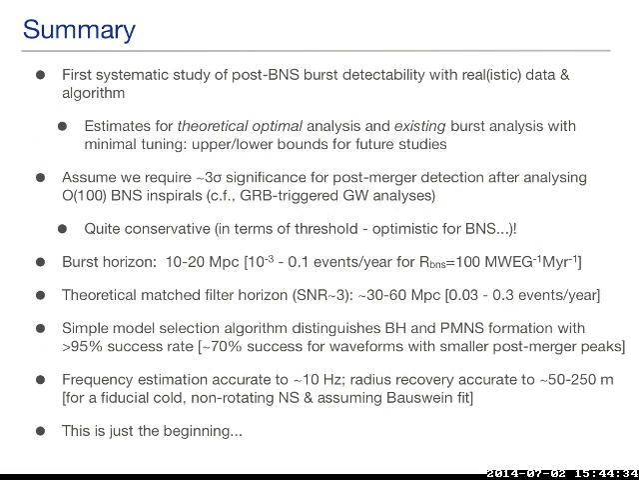So finally, this token summary slide. The point is it's a first systematic study of detectability of these signals in realistic data. The data is slightly non-stationary. It's got gaps in principle. There were glitches, although I don't think they actually affected the analysis at all.